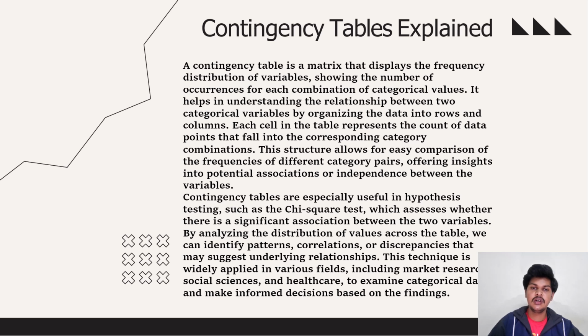This structure allows for easy comparison of the frequency of different category pairs, offering insight into potential association or independence between variables. Contingency tables are especially useful in hypothesis testing, such as the chi-square test, where we assess whether there is a significant association between two variables. This technique is widely applied in fields including marketing research, social sciences, and healthcare to examine categorical data and make informed decisions based on the findings.